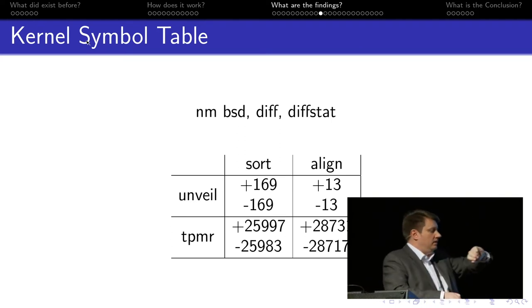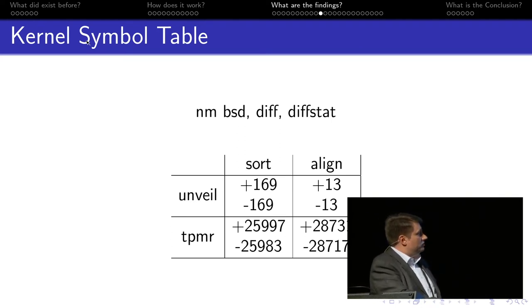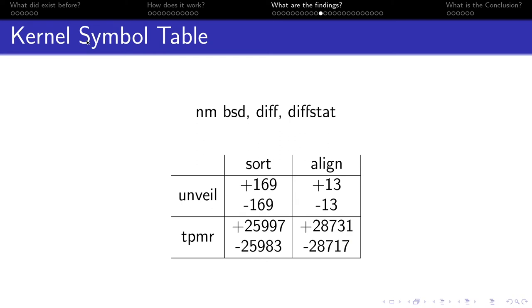I did some measurement here. I took nm to get all the symbols and addresses, and I sorted and diffed them and sent them to diffstat. And here, with the unveil change, that is very local. When I just sort it, it affects much more code above it until it gets some alignment. It fades out after a while. And then the addresses in the kernel are the same as before.